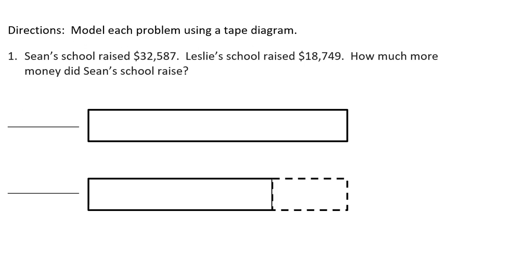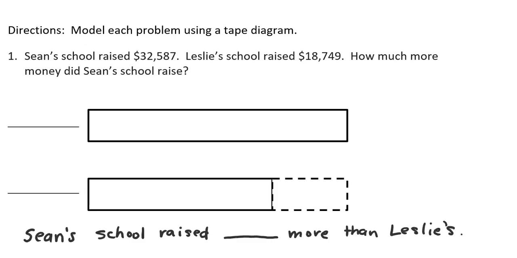I'm going to start by writing an answer statement with a blank where the answer goes. This will help me focus on the goal of the problem. The final question says, how much more money did Sean's school raise? So I'm going to say, Sean's school raised blank more than Leslie's.